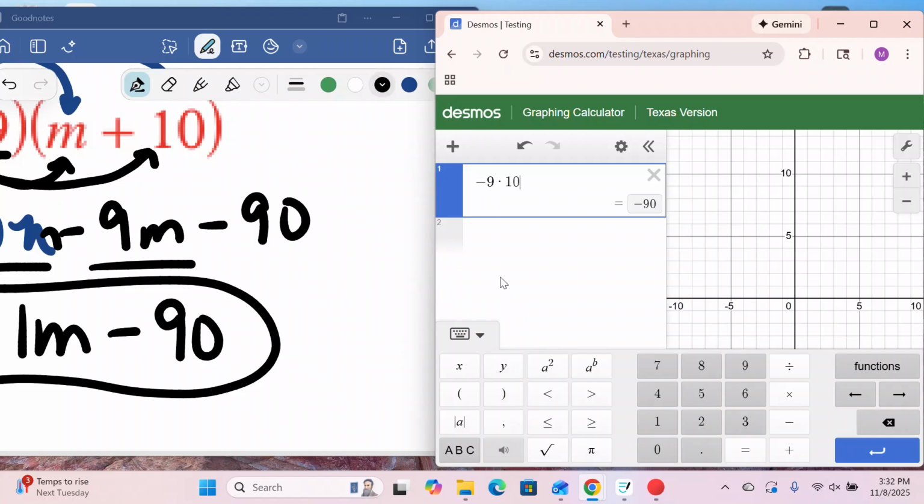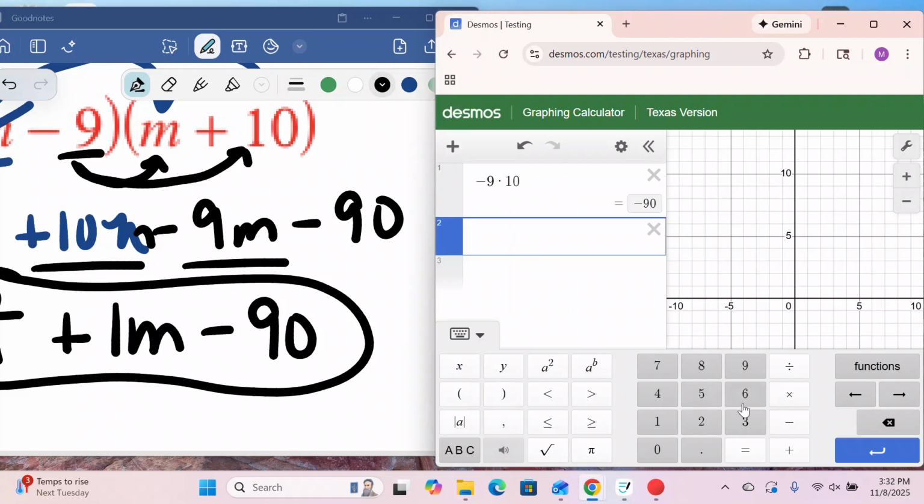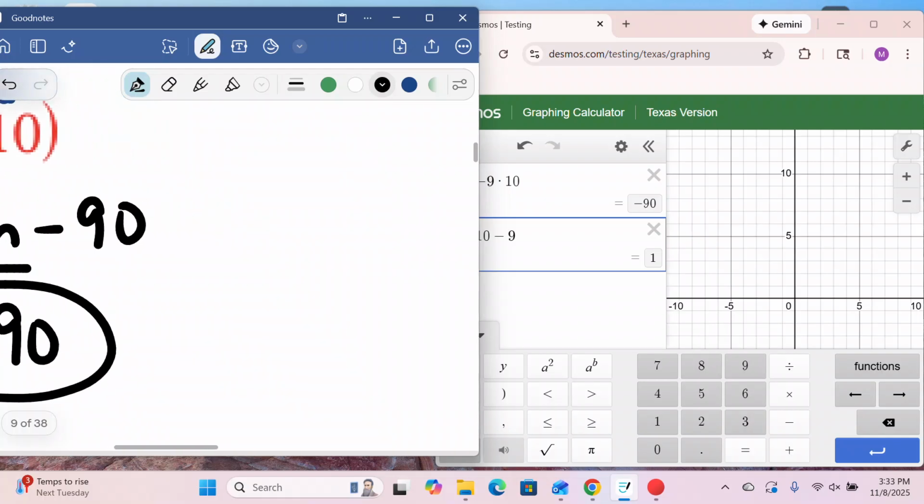The other term that we discussed right here, we have a positive 10 minus a negative 9. All we have to do is put in 10, and you can put a positive in front of it, but there's no need. And then you just put minus minus 9, and that gives us a positive 1. So that will give us our term. All our problems we do on the calculator, so that is very easy for us to do. So once again, we have that. We're going to go on to the next one.